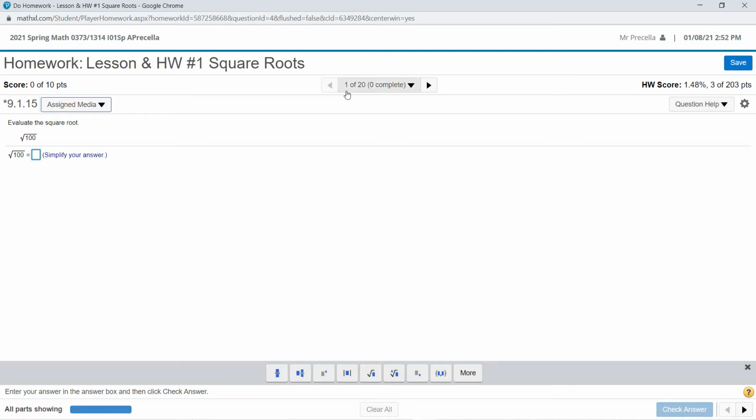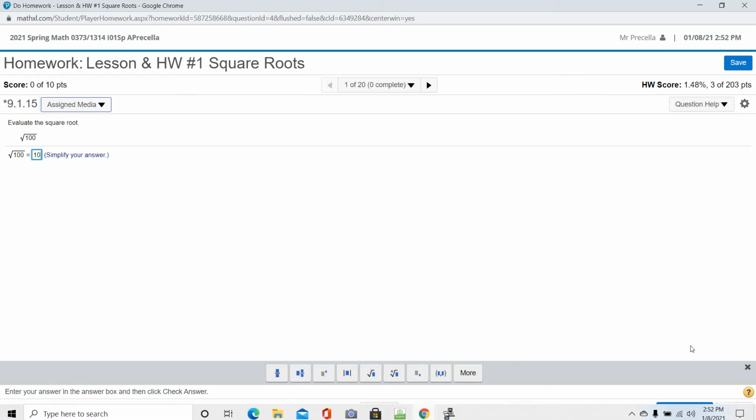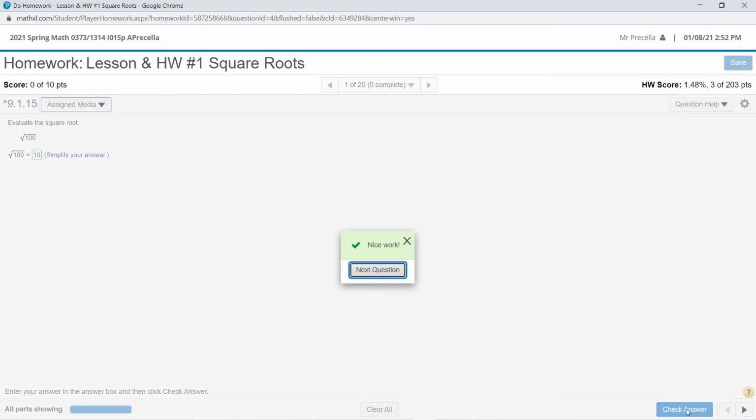This is my first problem on homework lesson number 1. The square root of 100. What number can I multiply by itself to get 100? Well, 10. 10 times 10 is 100. I check my answer. I could just hit enter if I wanted. And it says, okay, let's go on to the next question.